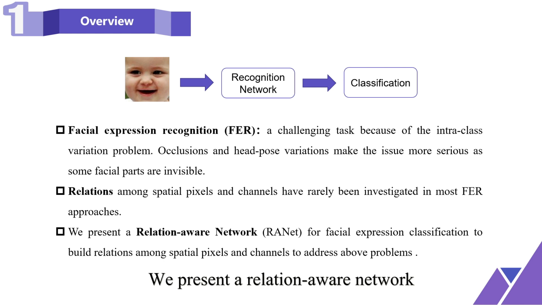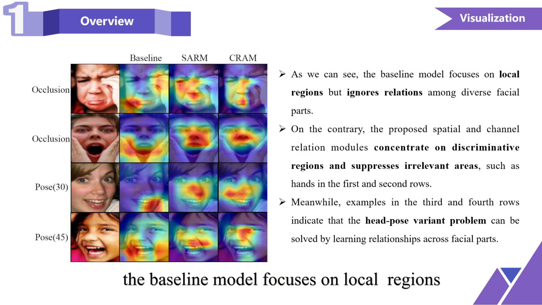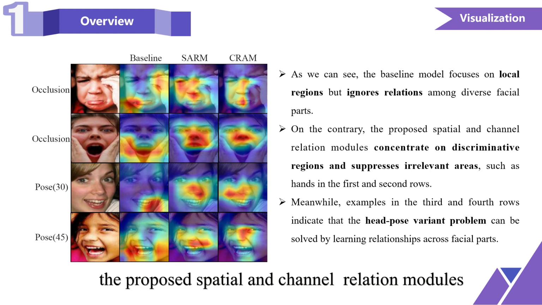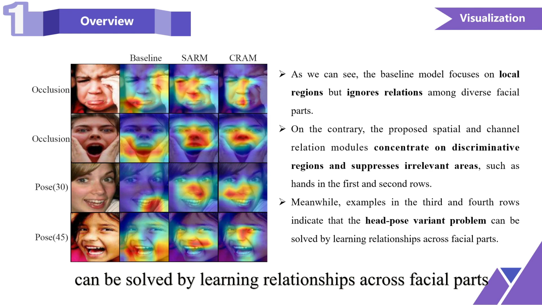We present a relation-aware network for facial expression classification to build relations among spatial pixels and channels to address the above problems. From the left picture, we can see the baseline model focuses on local regions but ignores relations among diverse facial parts. On the contrary, the proposed spatial and channel relation models concentrate on discriminative regions and suppress irrelevant areas, such as hands in the first and second rows. Meanwhile, examples in the third and fourth rows indicate that the head pose variant problem can be solved by learning relationships across facial parts.